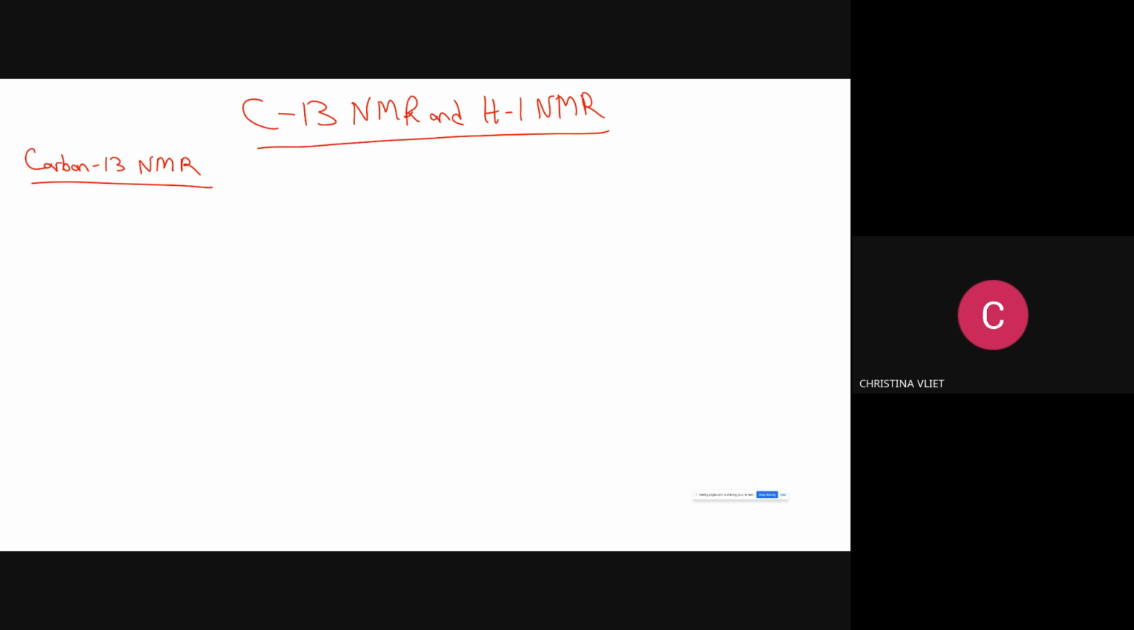And so I wrote just basically notes off the top of my head last night on the key differences and similarities between the two NMR. So for carbon 13, this detects unique carbons on a molecule. What do we mean by unique?